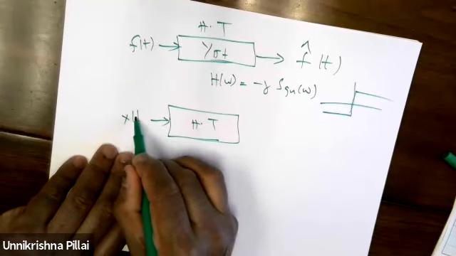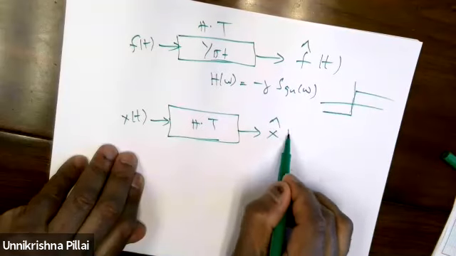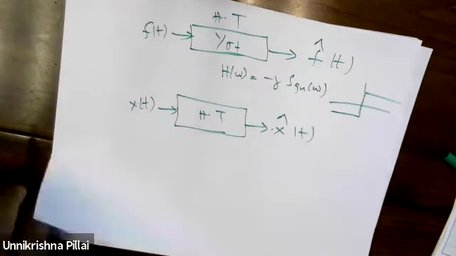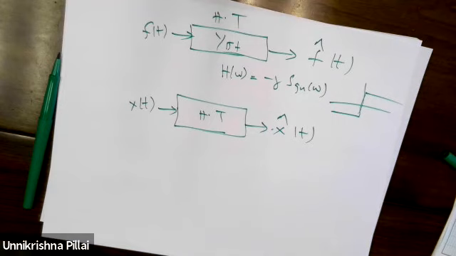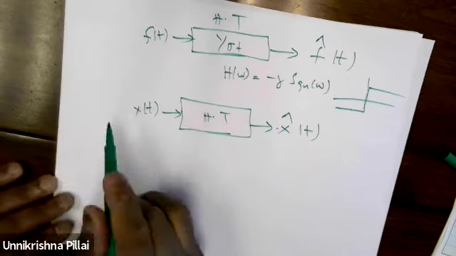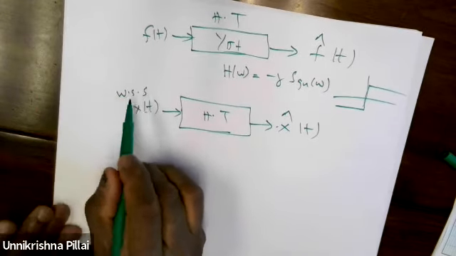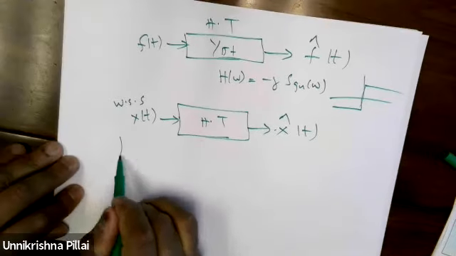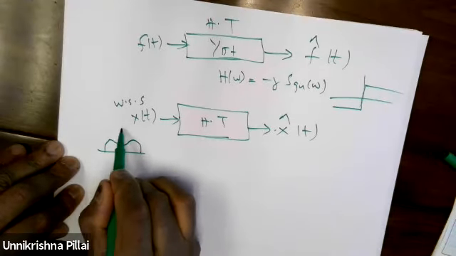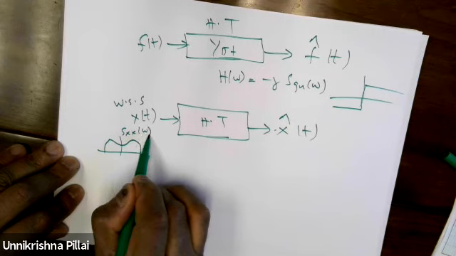This is x of t. I'm going to call the output x hat of t. This is not a derivative, but a Hilbert transform. So let's find out the mean, and so this is a wide sense stationary process. So it has got a spectrum like this, SXX omega. Let's find out the output spectrum.